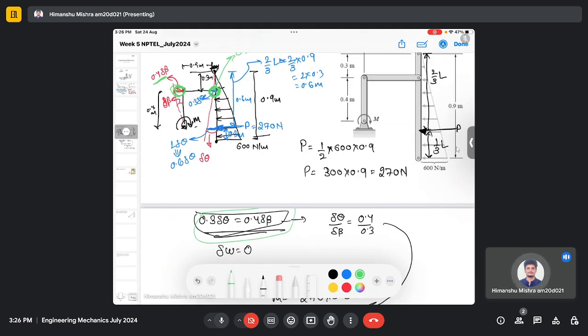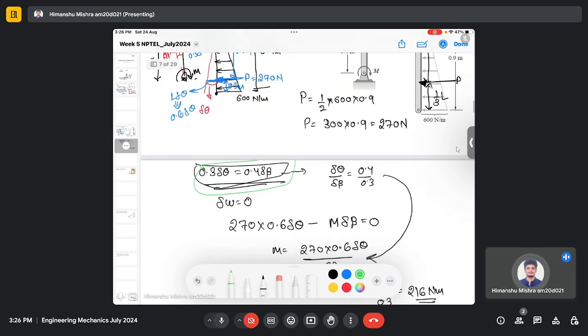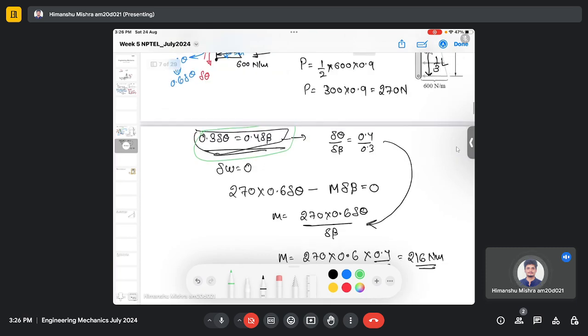Then we write down the expression of work done due to these active members. According to the principle, the summation of this virtual work done should be 0. And using the equation above and the work done equation, we actually calculate the moment.